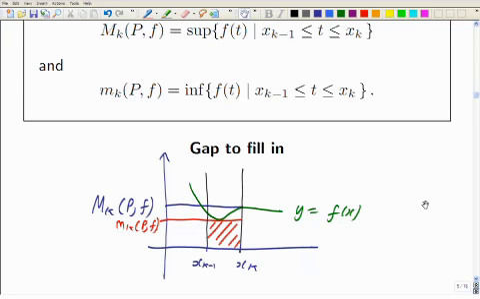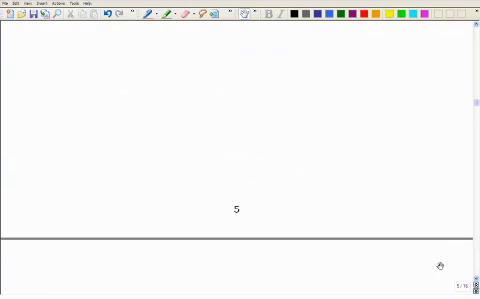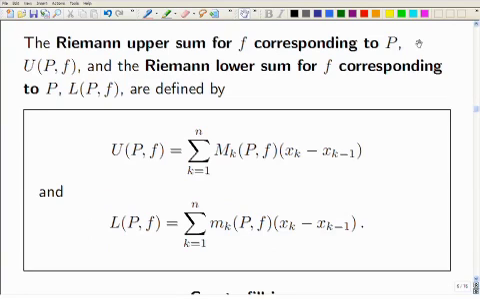Now what do you do? You do it on all of those intervals and you add them up to get your estimates from below and estimates from above. So now we sum over k. There are n intervals, so we sum from k equals 1 up to n. That Mk of P, f, that's the height of the upper line. xk minus xk minus 1, that's the width of the kth interval. So you can see you're now getting the area of that rectangle based on the kth interval, the overestimate one. And then you add them up, and you get your overestimate based on areas of rectangles.